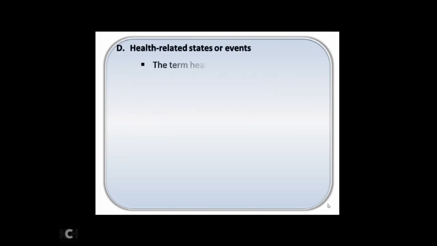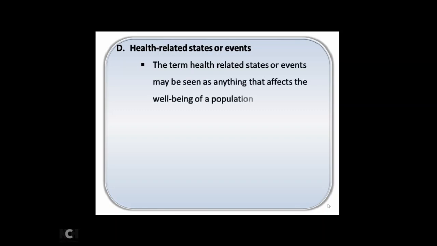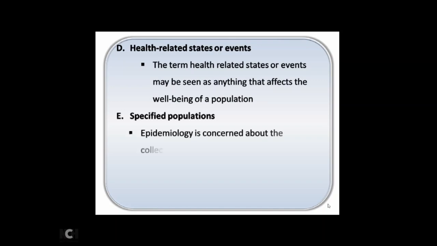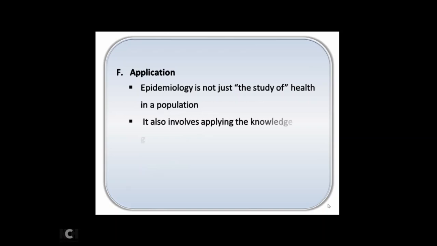Health-related states or events: the term may be seen as anything that affects the well-being of a population. Specified populations: epidemiology is concerned with the collective health of the people in a community or a population. The fifth key term is application. Epidemiology is not just the study of health in a population. It also involves applying the knowledge gained by the study to community-based practice.